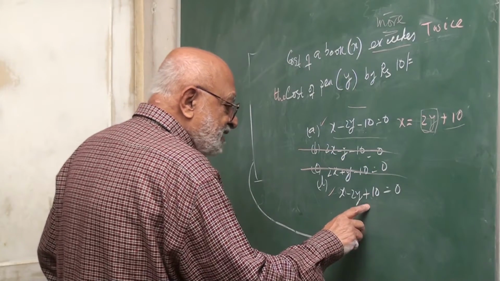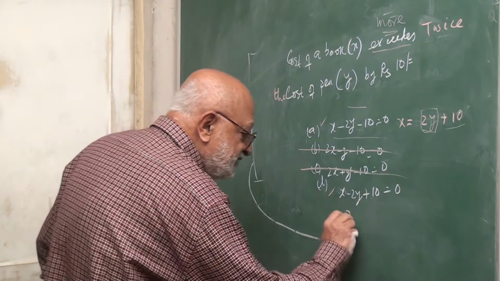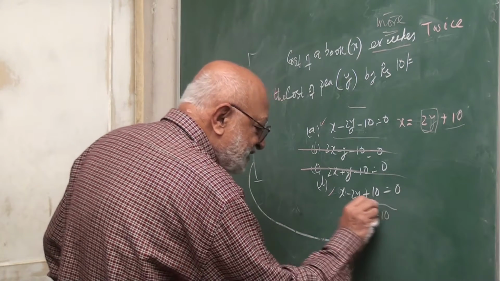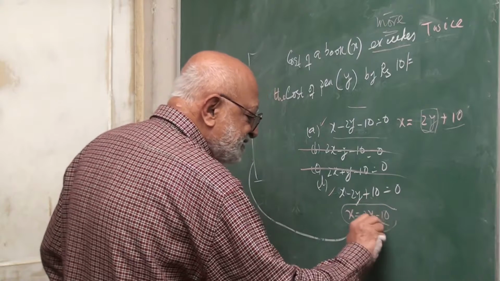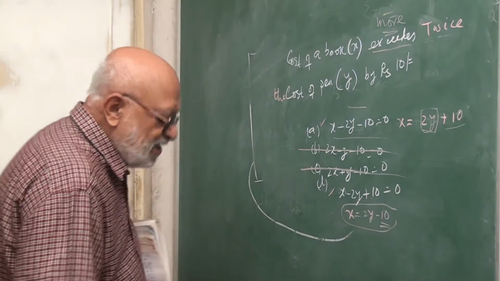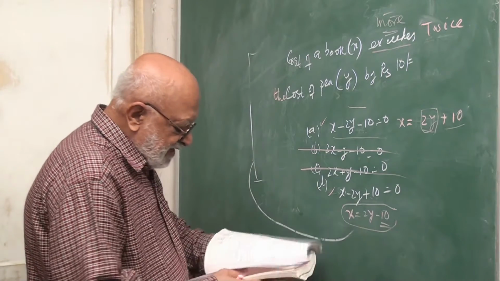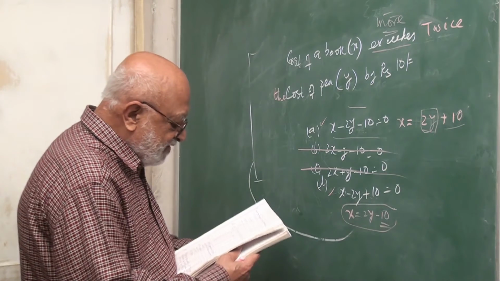This one is not it. Because then it becomes x is equal to 2y minus 10. That means it becomes less by ₹10. So it is not like that. So you have to be a little bit careful and pay attention, then you will be able to pick up this kind of equations.